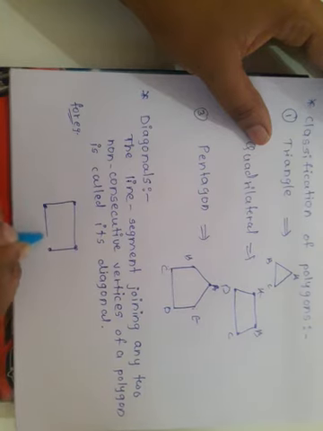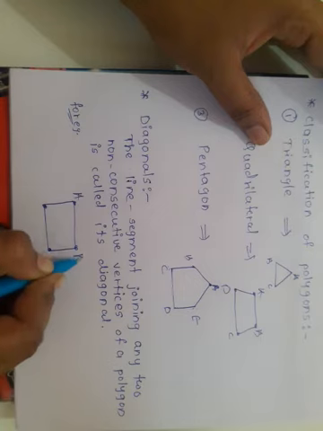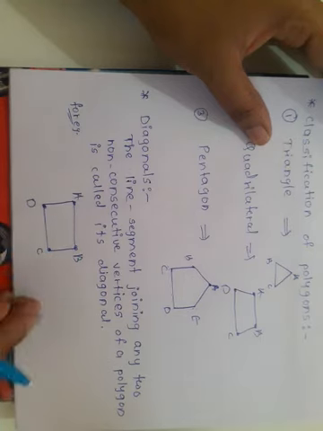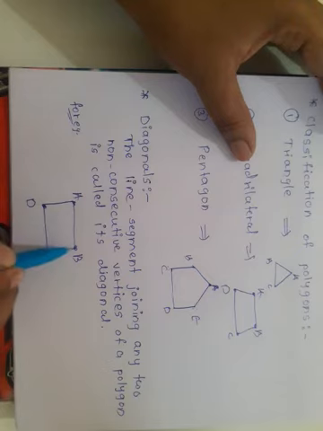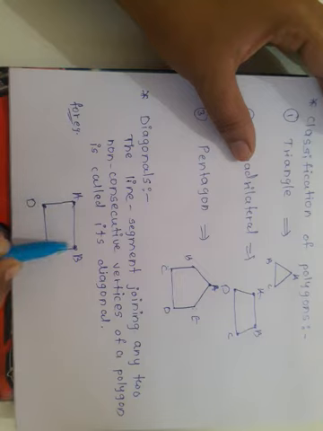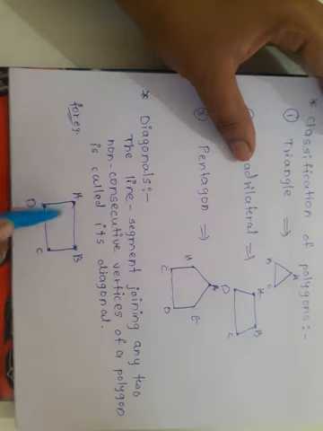Suppose ABCD is a quadrilateral. A and B are consecutive vertices of the quadrilateral. Consecutive means adjacent vertices. So A and B are adjacent vertices of each other, but A and C are not adjacent vertices of each other.